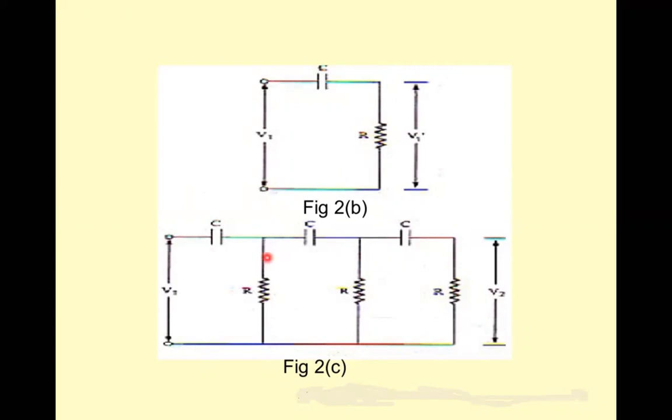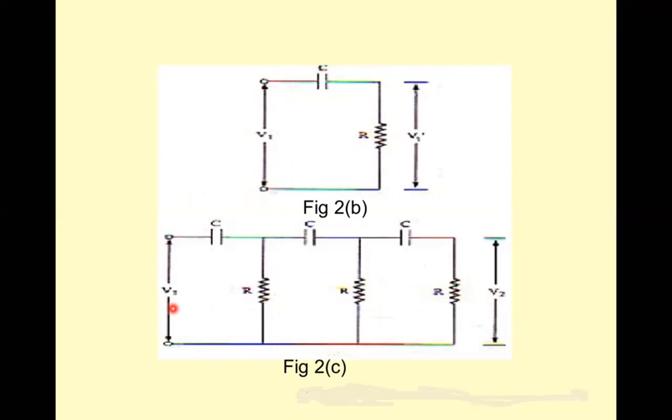Now if we see this, this is a single RC network. Let us understand the three RC combinations. This section, figure C, shows the three sections. Each section produces a phase shift. As we have changed the value of R appropriately, this single RC network will give a phase shift of 60 degrees. So three RC networks will give a phase shift of 180 degrees. So the voltage V2 leads the voltage V1 by 180 degrees.